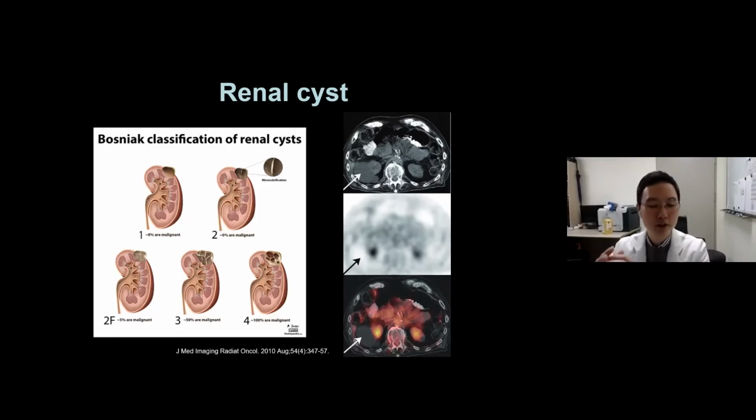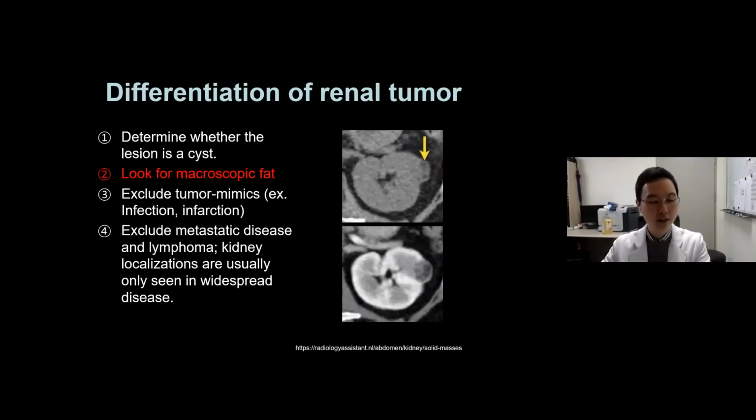So after excluding these Bosniak classification renal cysts, which can be referred to as simple cysts, you can move on to look for the fat component. If a lesion contains macroscopic fat on CT, we can diagnose it as an angiomyolipoma, which is the most prevalent benign tumor in the renal tumors.